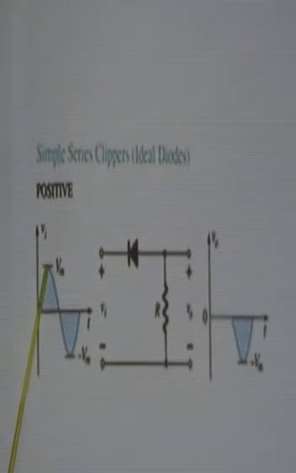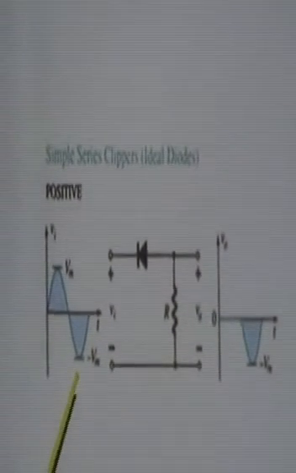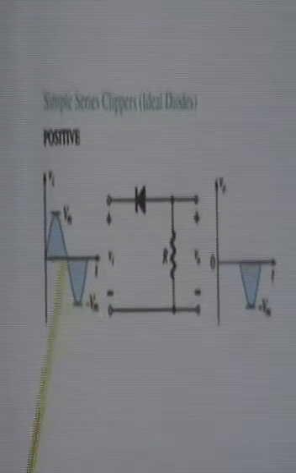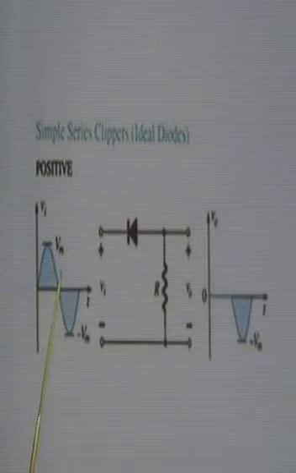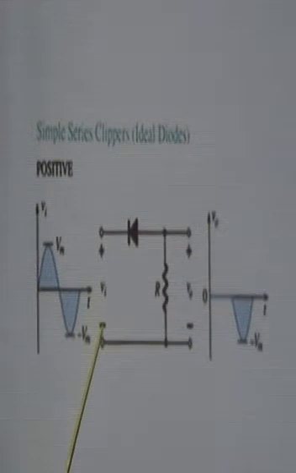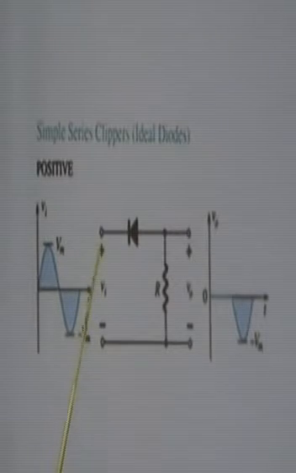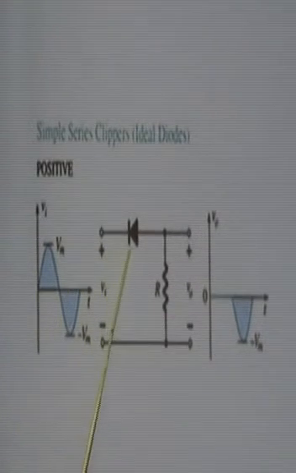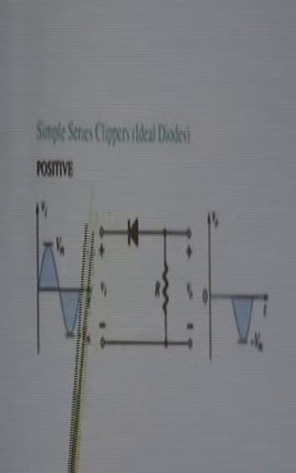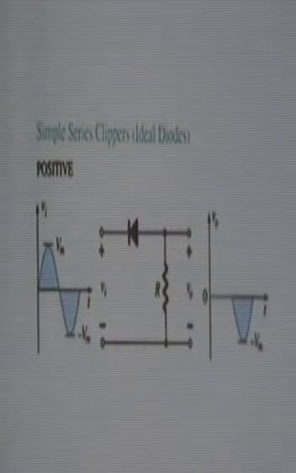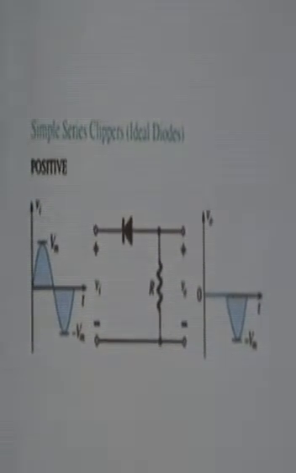Here Vm is the peak amplitude for the positive half cycle, while minus Vm is the peak amplitude for the negative half cycle. When we apply the waveform from 0 to pi, that means the positive terminal is here and the negative terminal is here. We find that for this configuration, the diode is in reverse bias condition. And when the diode is in reverse bias condition, then it acts as an open switch.